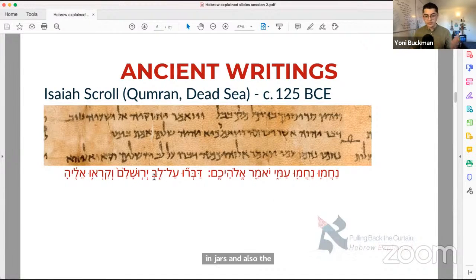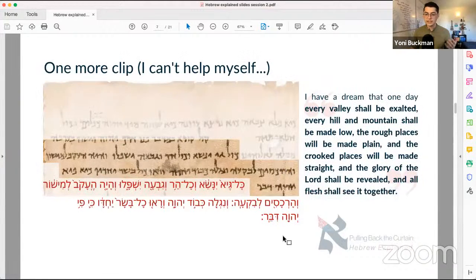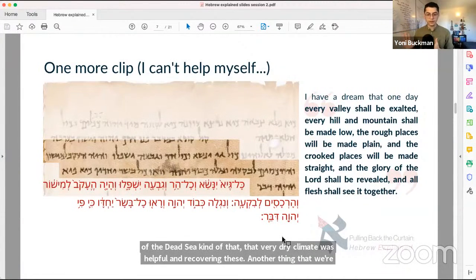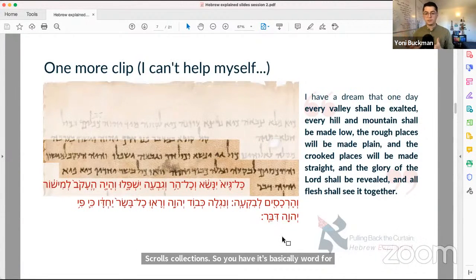So you have, it's basically word for word Isaiah 40, which is pretty cool. Isaiah 40 is also sometimes called Second Isaiah, and the book of Isaiah has a few authors in it, at least two, probably three, and the second author comes in at Isaiah 40.